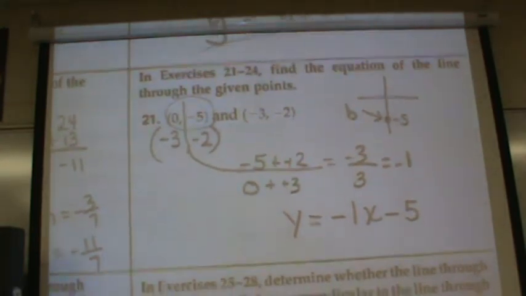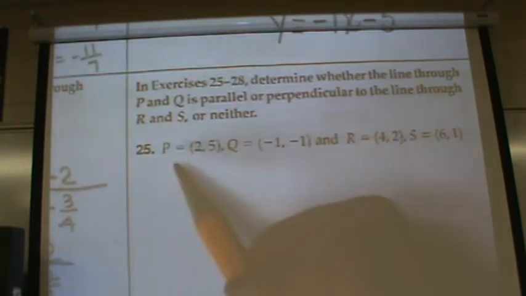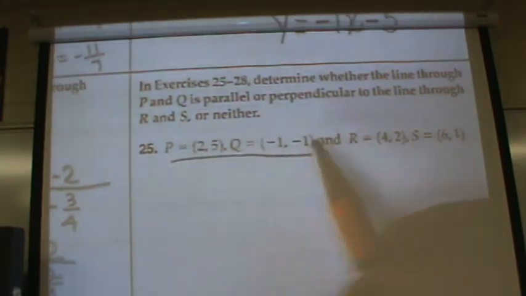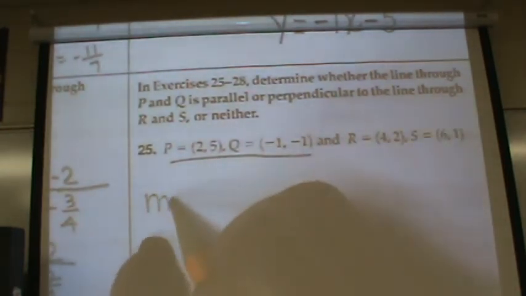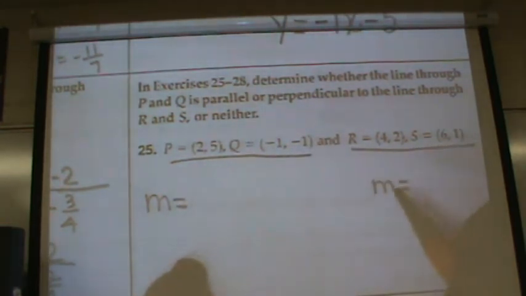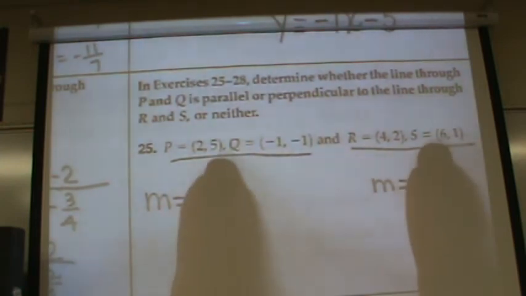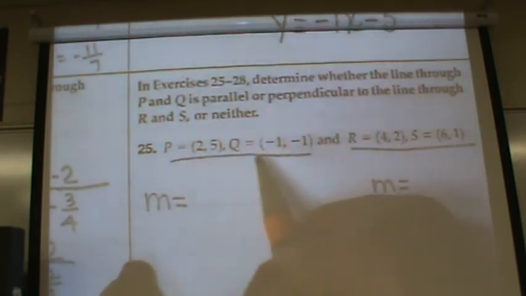25. It says determine whether the line through PQ, so we want to take these two and find the slope, and then RS and find the slope. And then decide if they're the same, they're parallel, if they're perpendicular, they would be opposite reciprocals, and if they're just completely different, they're neither. So basically what you have to do is find the slope on these two. So what's the slope for PQ?